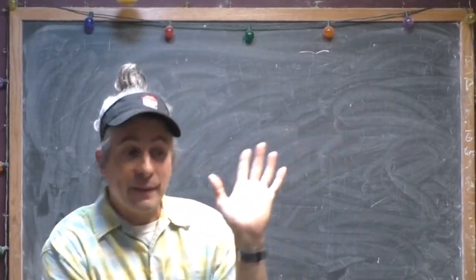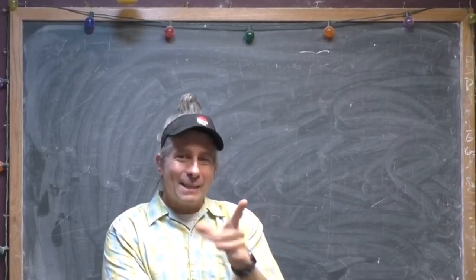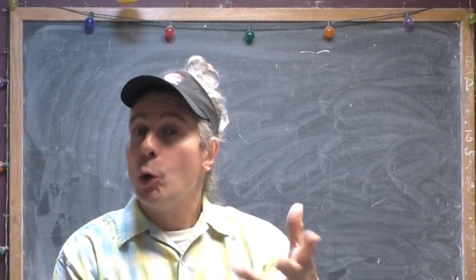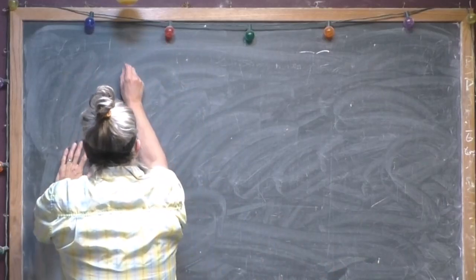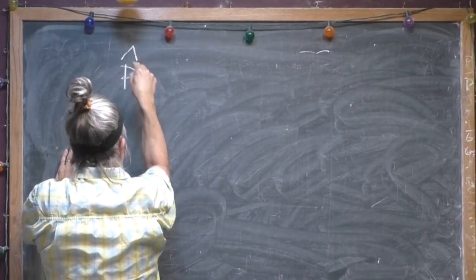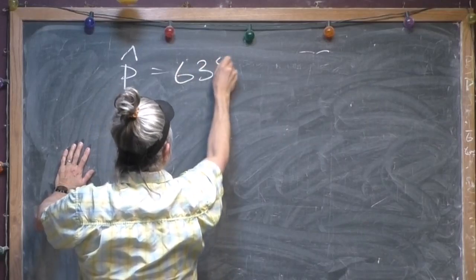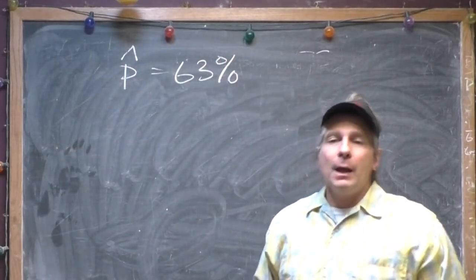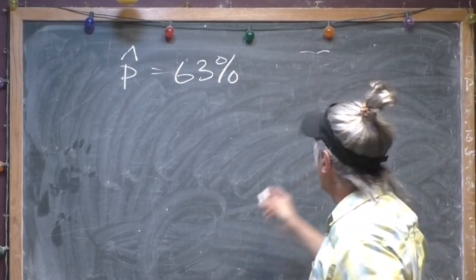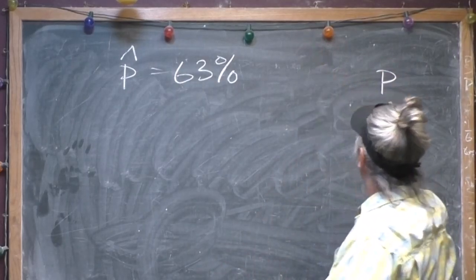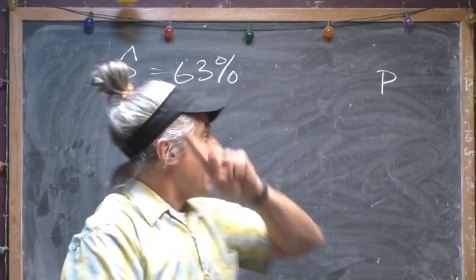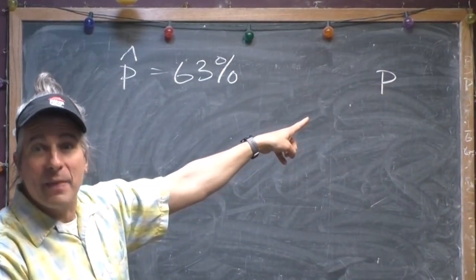Now here's the one thing that this is missing. They told us that the sample percentage drawn from this trial was 63%. So that means the sample proportion in the study showed a 63% response rate. We want to know what P is without the hat. That's the population proportion. Now remember that is close to that by the central limit theorem.